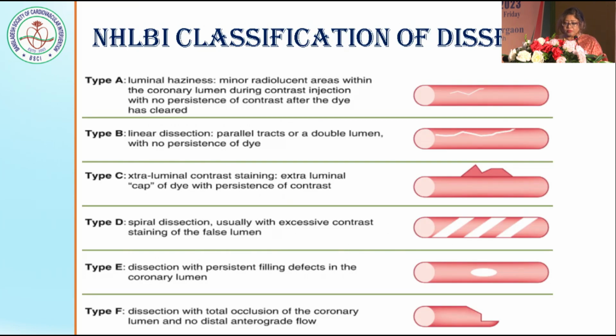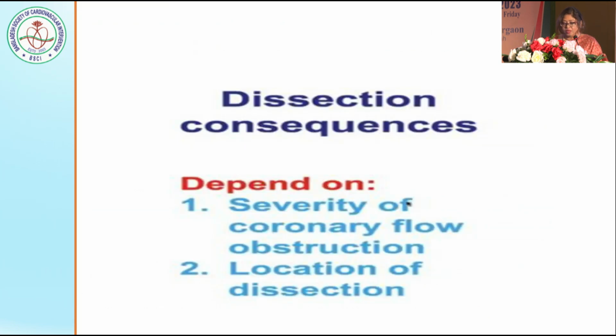So these are the classifications of dissection. The National Heart, Lung and Blood Institute has classified dissection into types A, B, C, D, E, and F. A and B are said to be non-lethal, but C, D, E, and F have high mortality and morbidity. Dissection consequences depend on the severity of the coronary flow obstruction and the location of the dissection.